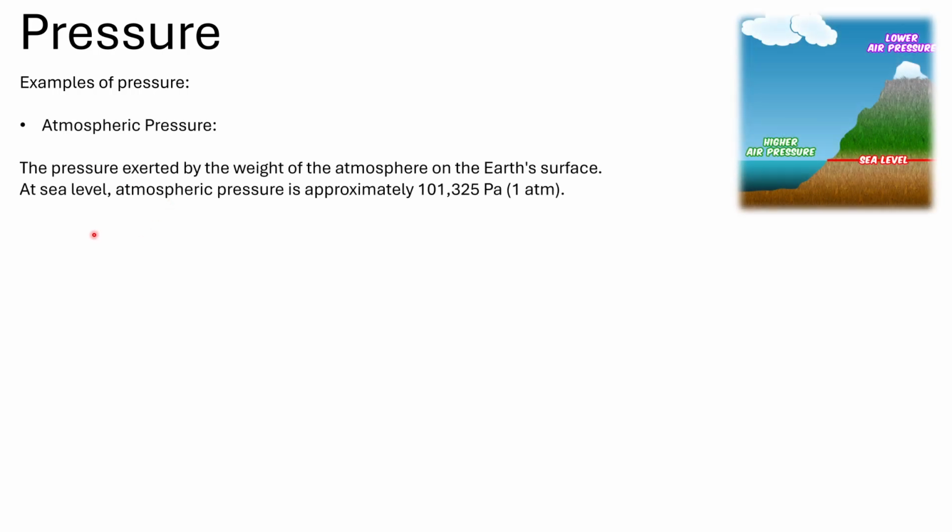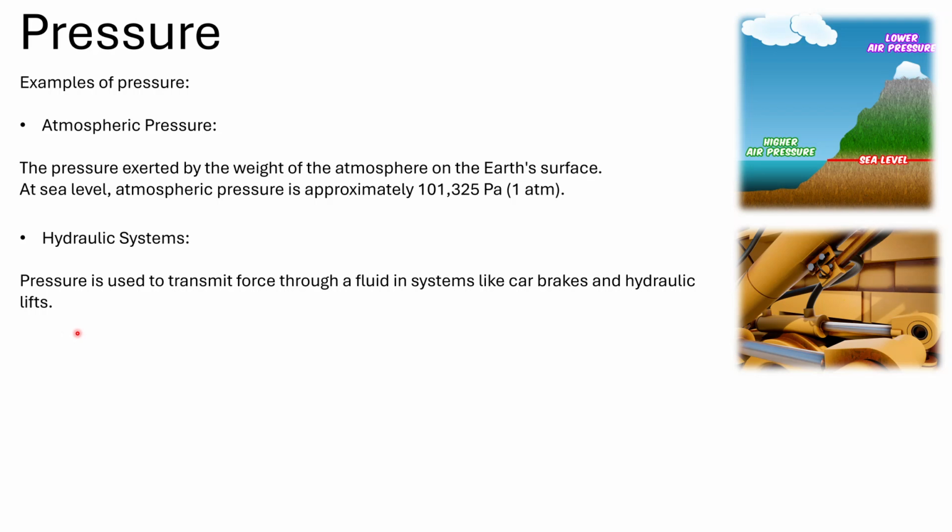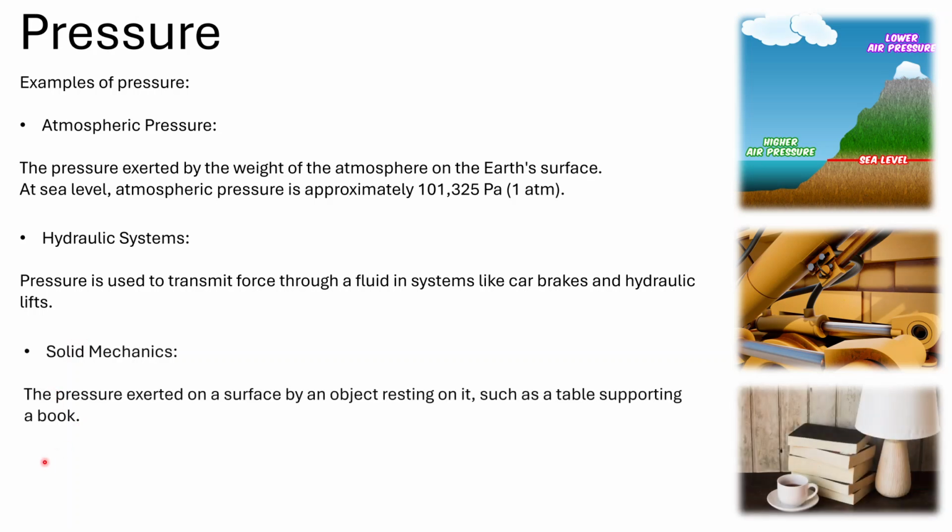Examples of pressure. Atmospheric pressure. It is the pressure exerted by the weight of the atmosphere on the Earth's surface. At sea level, atmospheric pressure is approximately 101,325 pascals, which is also called 1 atmosphere. Another example are the hydraulic systems. Pressure is used to transmit force through a fluid in systems like car brakes and hydraulic lifts. And another example is solid mechanics, in which the pressure exerted on a surface by an object resting on it, such as a table supporting a book.